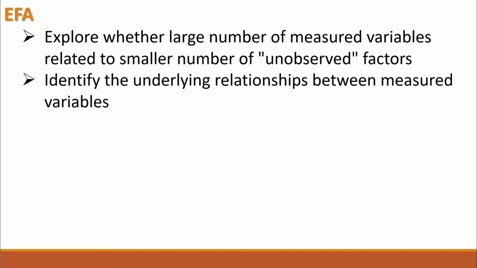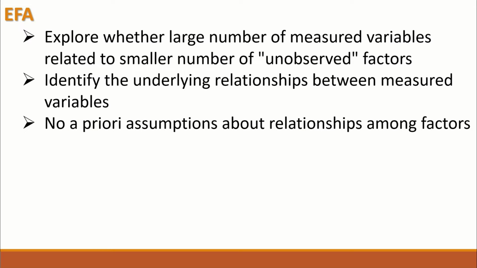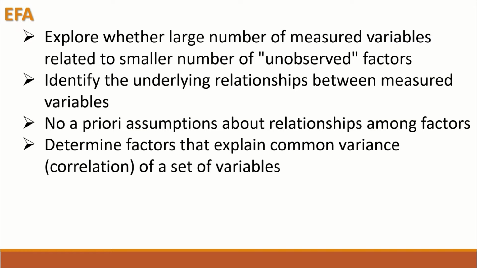It aims to identify the underlying relationship between measured variables. It tries to find out whether there is a correlation between variables. It assumes no prior relationship among factors. So there is no correlation between factors, but there might be a correlation between certain items that might load on or measure a specific construct or factor.